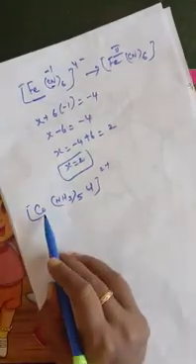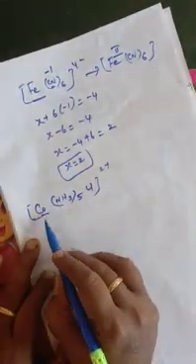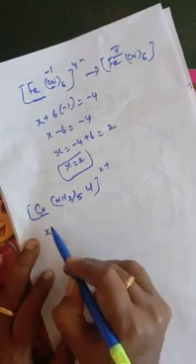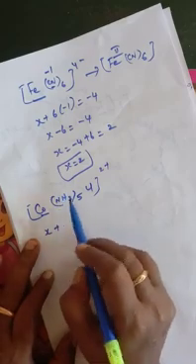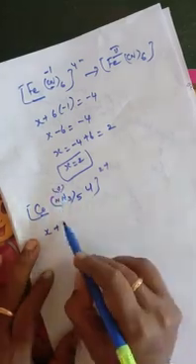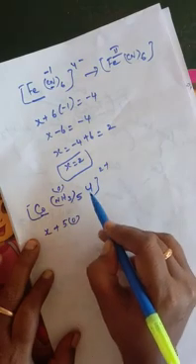Now this is cobalt, so cobalt we are going to calculate. We consider this as x. NH3 is actually a neutral ligand, so it will be 0. So 5 into 0. And this Cl is actually negative.